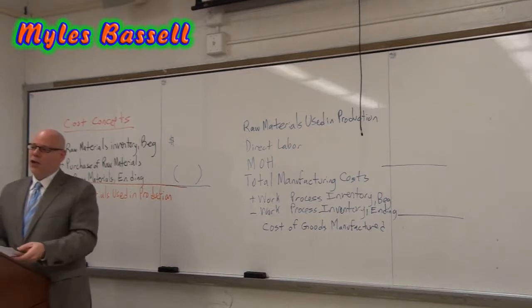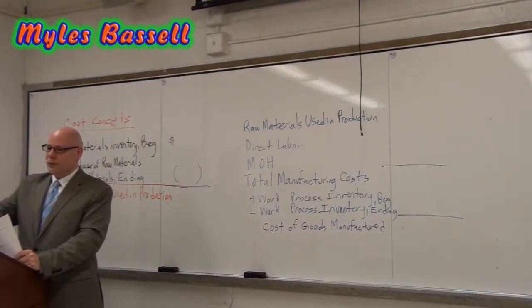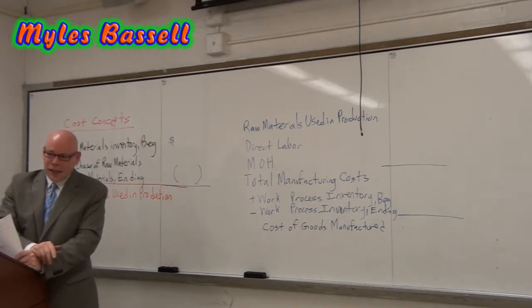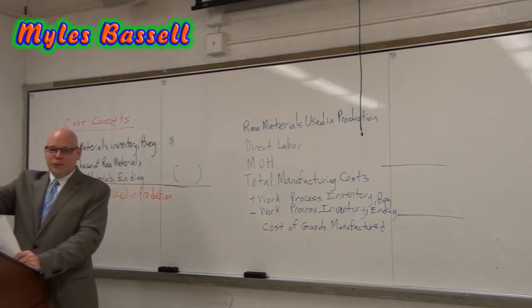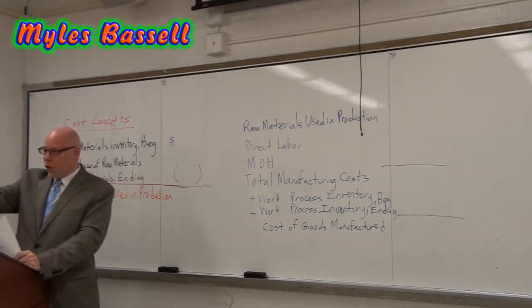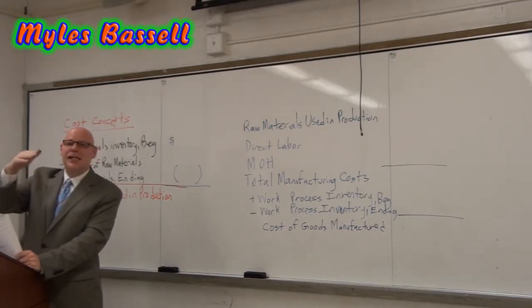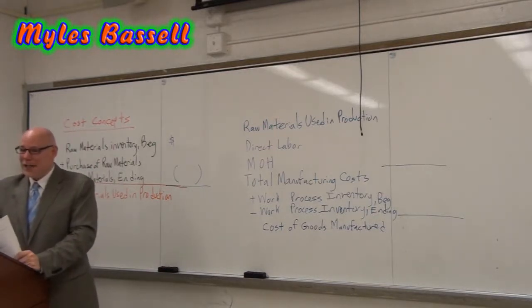Yes, it is. So what are the key components of manufacturing overhead? Indirect labor and indirect materials. Our manufacturing cost consists of direct labor, direct materials, and manufacturing overhead.